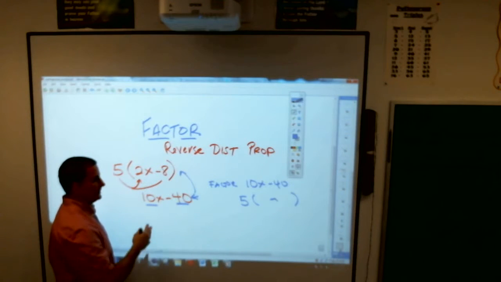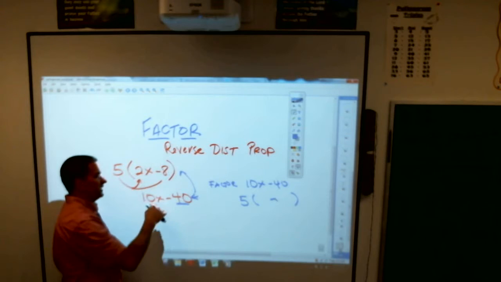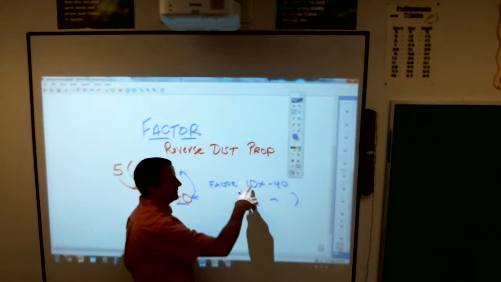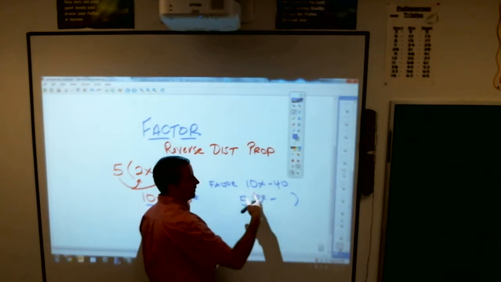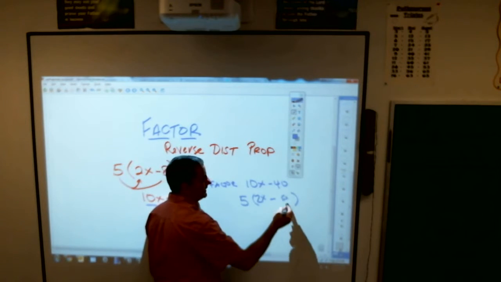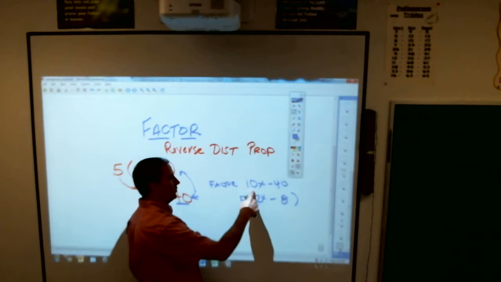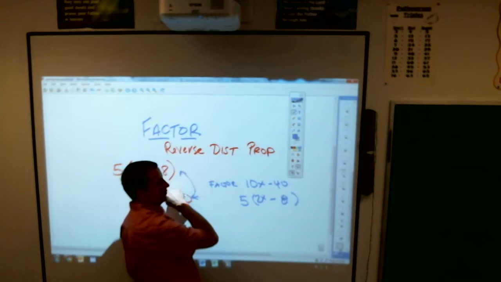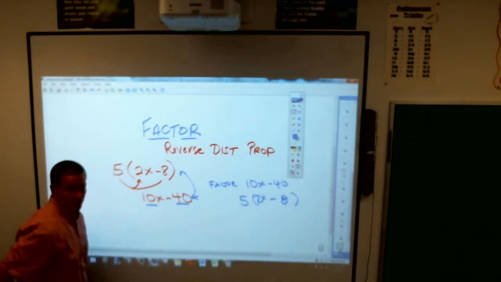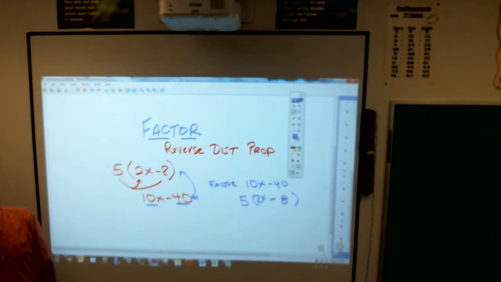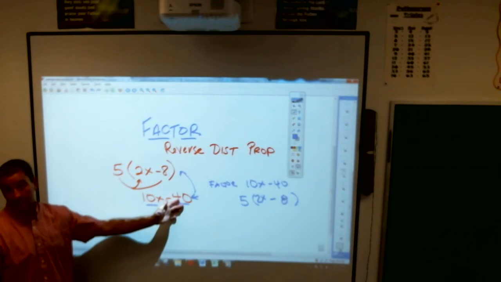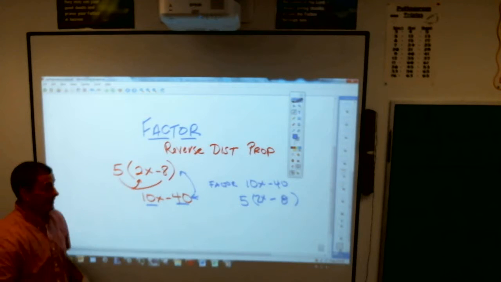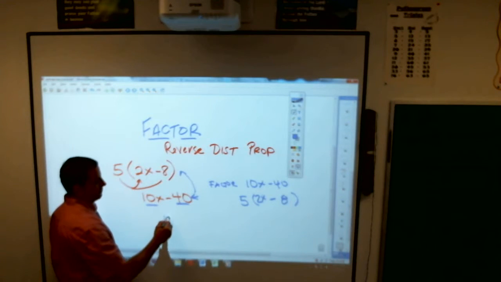Then you have to basically divide out. This time you multiplied, but now you're going backwards, so you have to divide. 10 divided by 5 is 2, and you have that x, and 40 divided by 5 is 8. You are starting with the answer going back to the beginning. Now, the reason I said this was not a good example is because you're supposed to take out the biggest thing you can. 10 and 40 actually have a bigger factor, which is 10. When you do this, you should always pick the biggest thing.